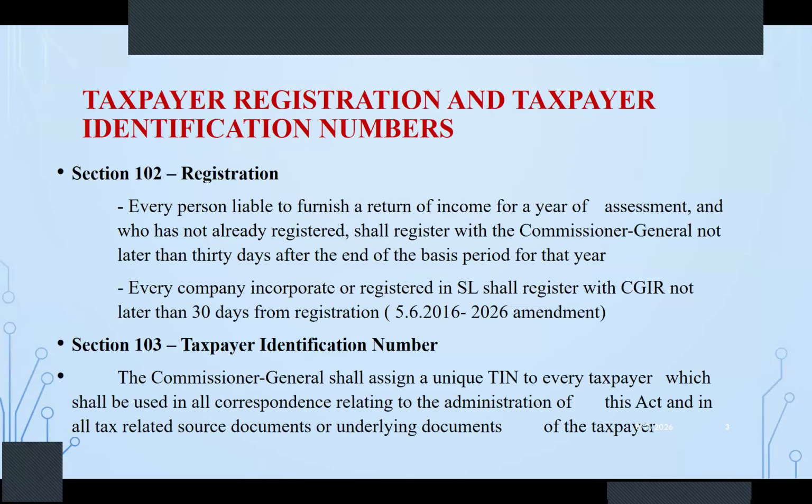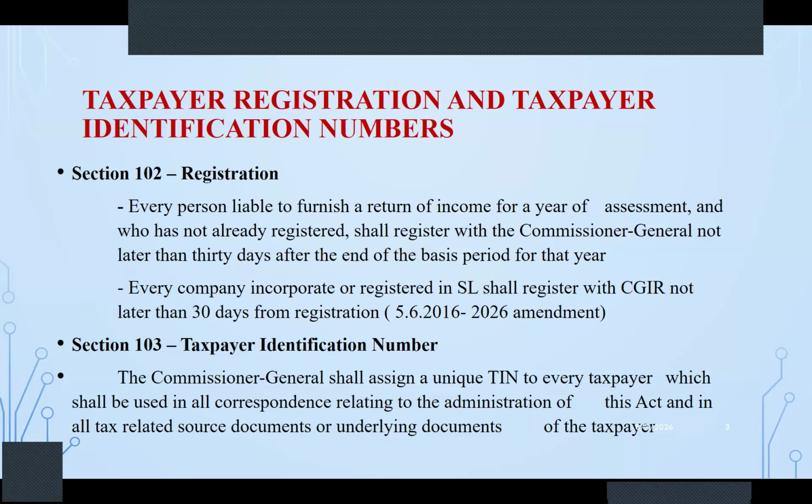Then section 102 is for registration. It says every person liable to furnish an income tax return should register with the department. Now it has been changed so that you should register if you have completed 18 years of age. So that is registration, TIN registration.